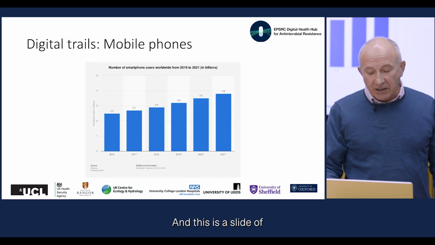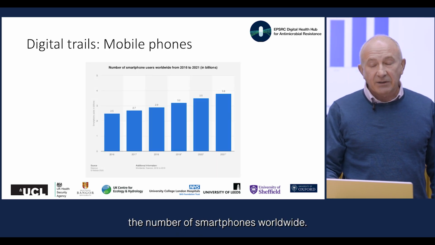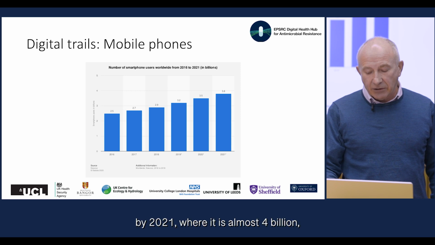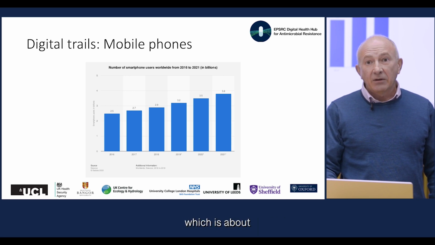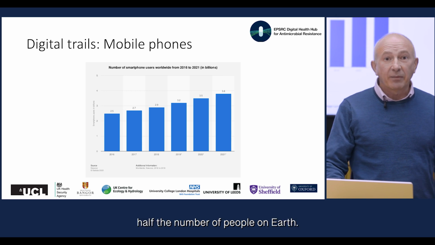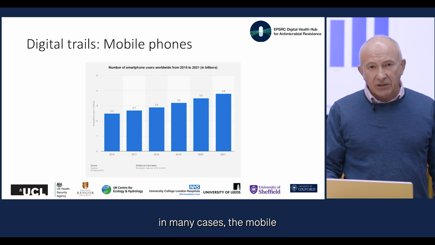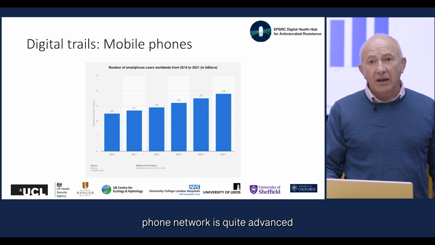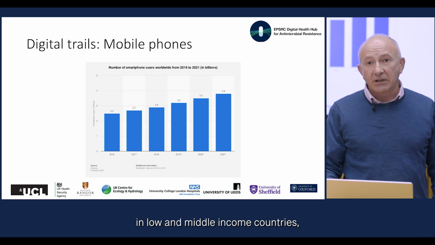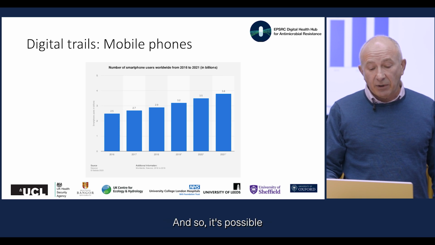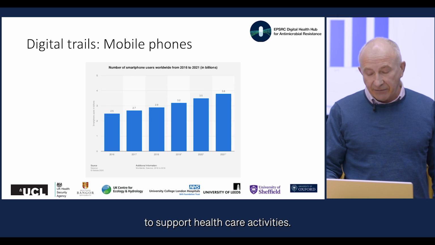And this is a slide of the number of smartphones worldwide. You can see that by 2021, we're at almost 4 billion, which is about half the number of people on Earth. Now, in many cases, the mobile phone network is quite advanced in low and middle income countries, despite the fact that the health infrastructure could be poor or absent. And so it's possible to perhaps use digital trails in these countries to support healthcare activities.